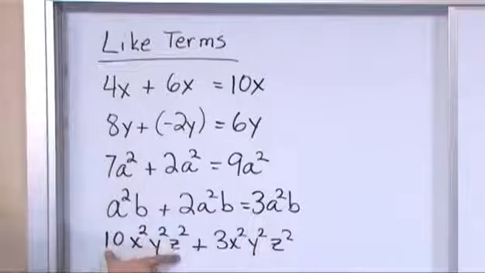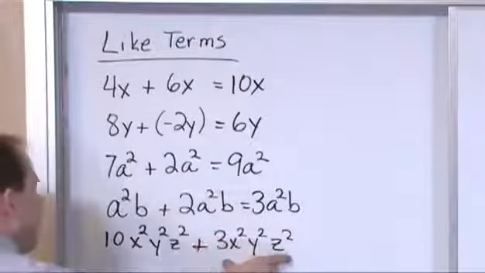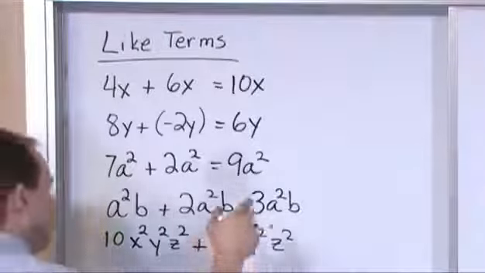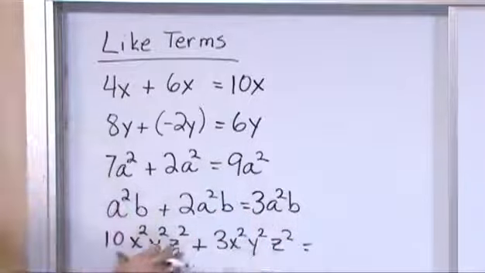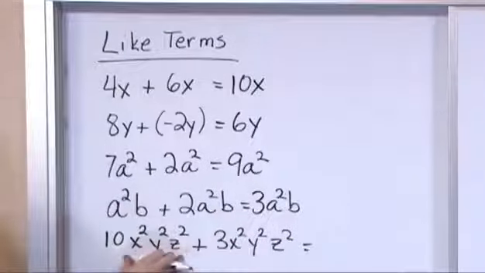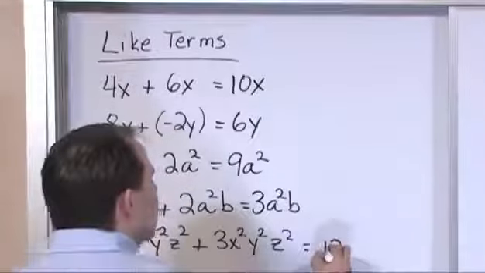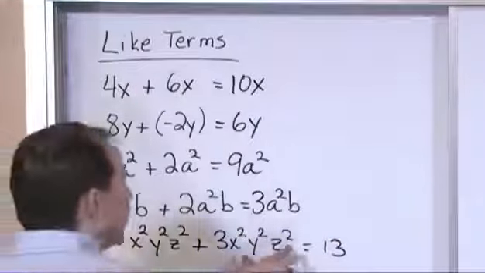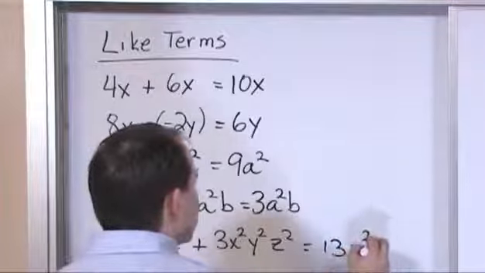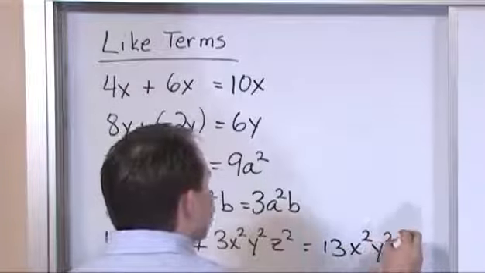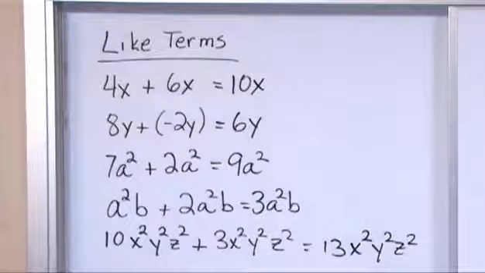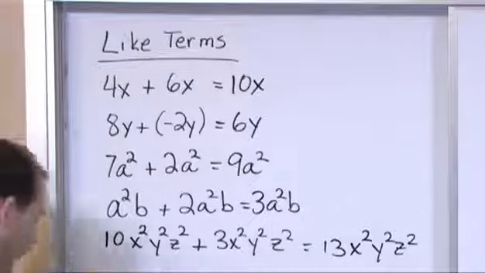See, this term here, as far as the variables go, I have x squared, y squared, z squared. Over here I have the same thing, x squared, y squared, z squared. Because they're exactly the same, letter for letter, exponent for exponent, I can add 10 plus 3, giving me 13. 13 what? 13 collections of whatever this is, x squared, y squared, z squared. So all of these are just real world, everyday examples of what we call like terms.